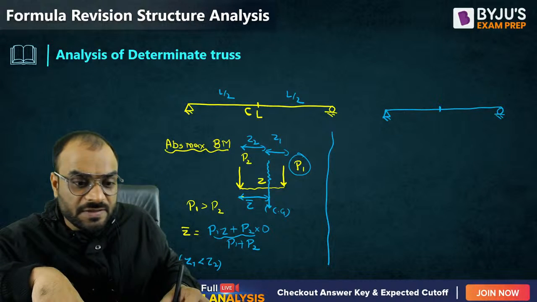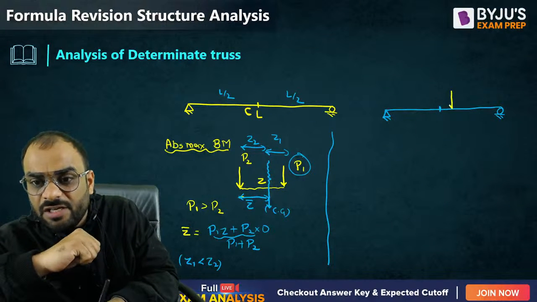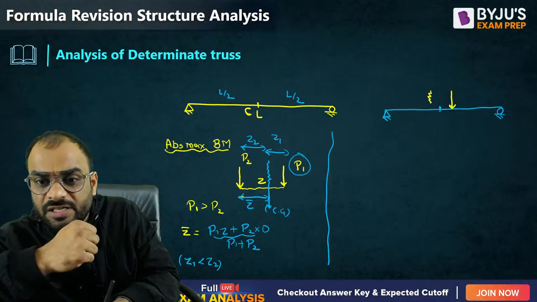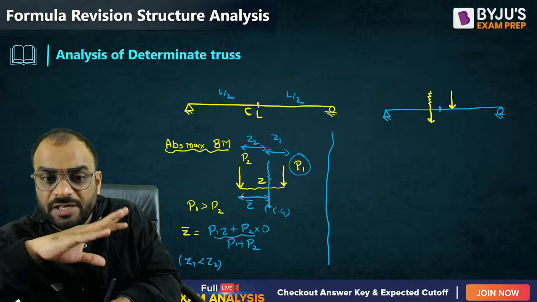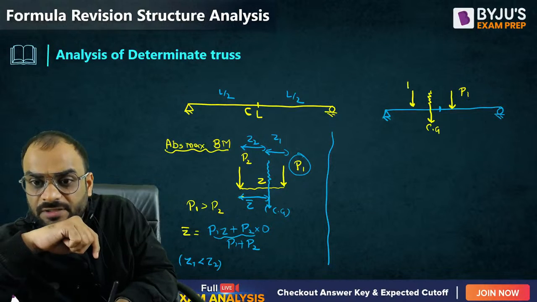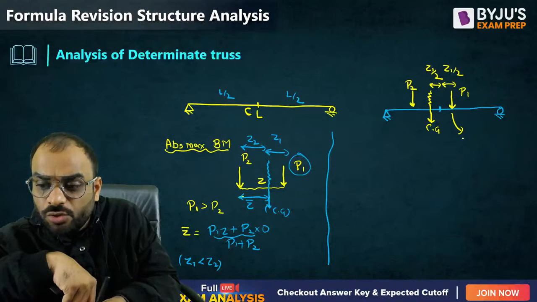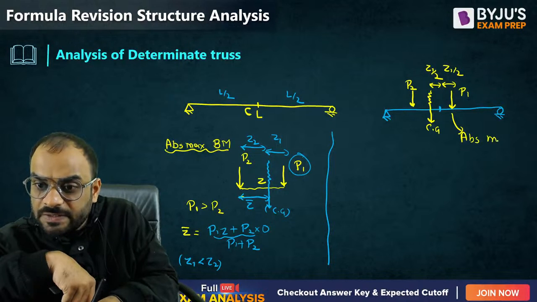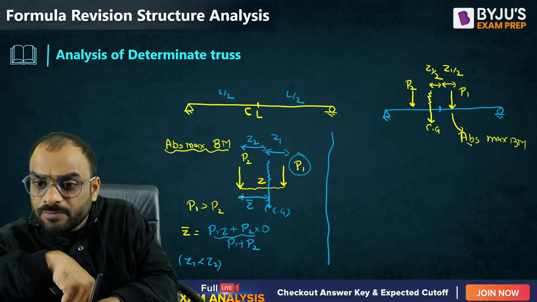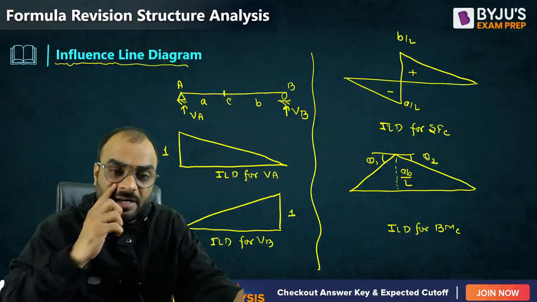This is the major concept which can be asked in the GATE examination. Now you know that, guys, the rest of the things available in the ILD are all basically concepts, not formulas, right? So this one is P1 and this one is P2, and the distance is Z1 by 2 and this one is also Z1 by 2. Below this particular load, you will get the absolute maximum bending moment. Clear? Crystal clear? So these are the things we wanted to discuss from the ILD part, right?